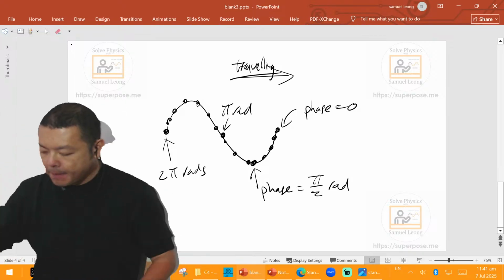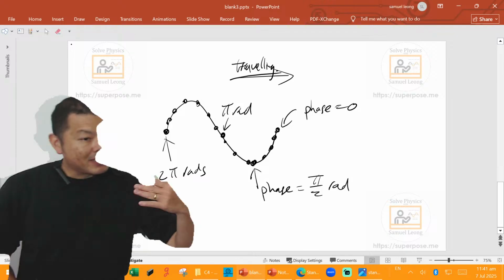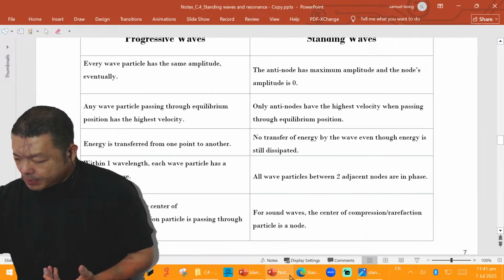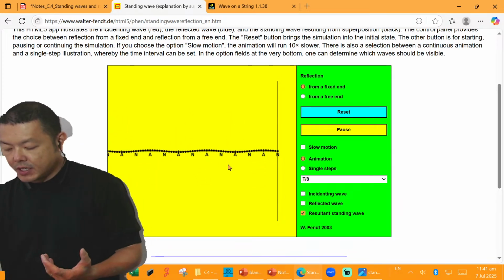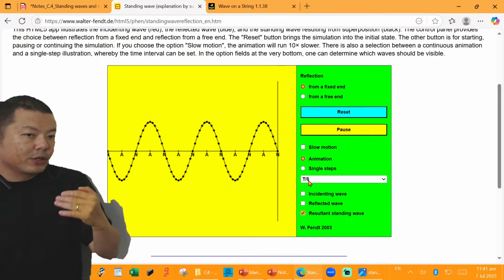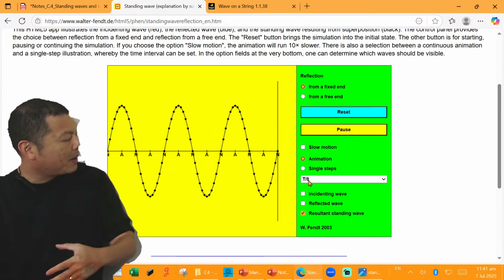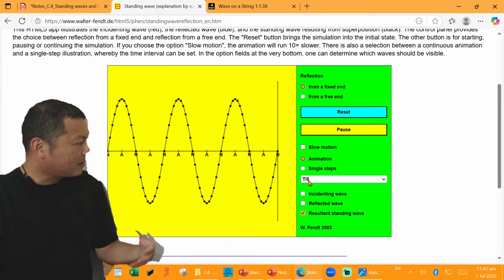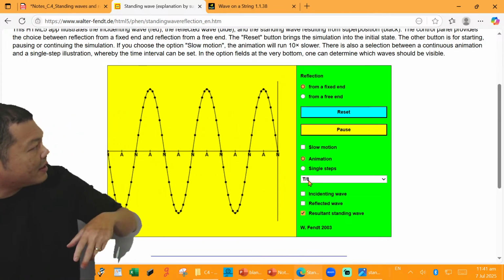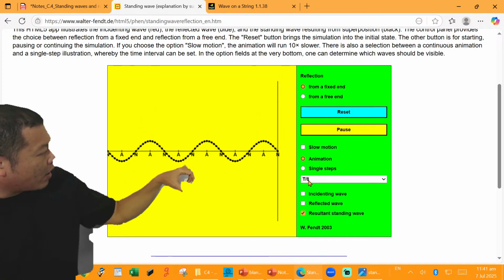Good. Okay. But how about standing waves? So let's look at the visual of a standing wave again. This is the visual of a standing wave. Like this is the picture. Now it's going to be hard to understand, but if you follow my train of thought, I guess if you just try to understand what I'm saying, it should be fine.